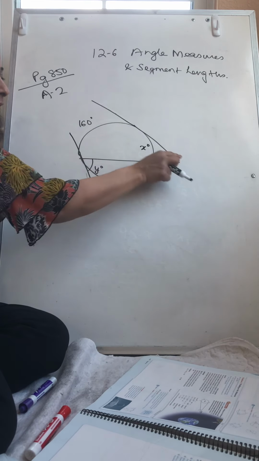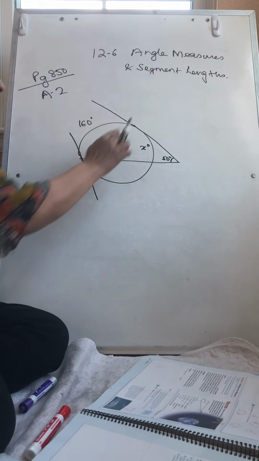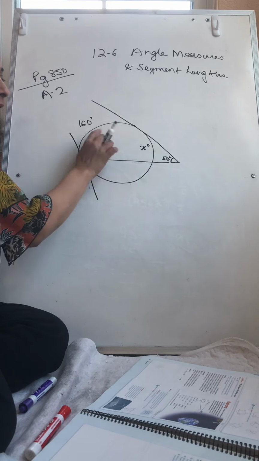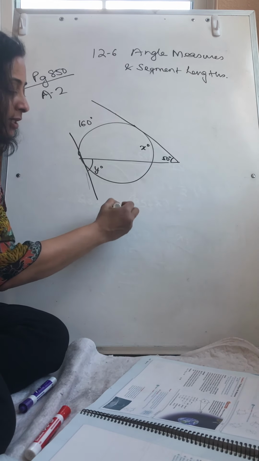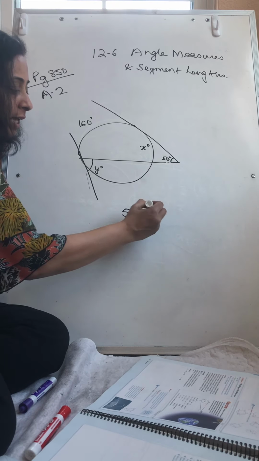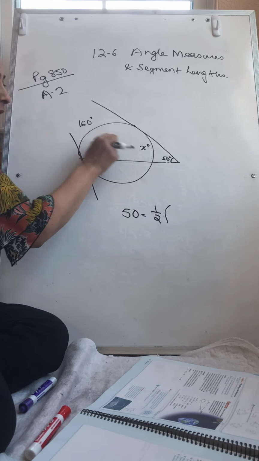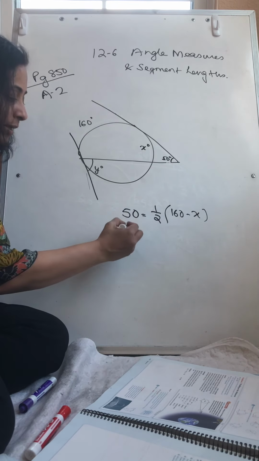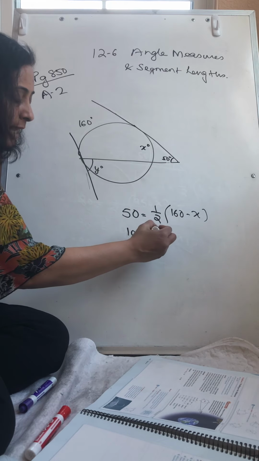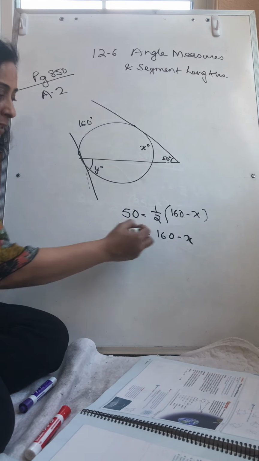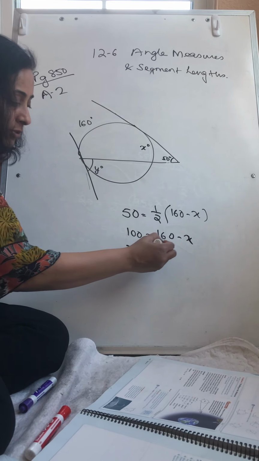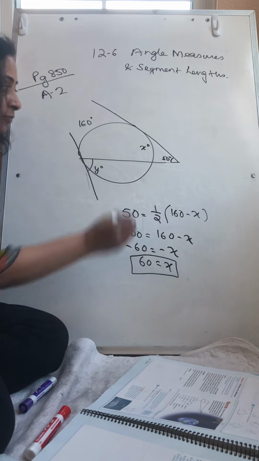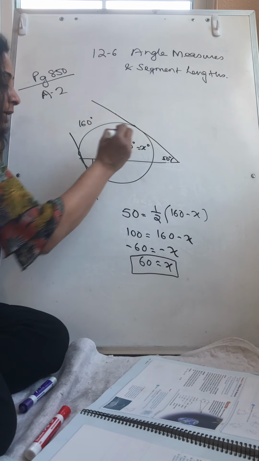These are the two lines, they are intersecting outside. I don't care whether one is a tangent, one is a secant. When it is outside, this angle will be half of the difference. So if this is 50, 50 is half of the difference, outer arc minus inner arc. So when I do that, I bring the 2 here, I multiply both sides by this, I get 160 minus x. I bring 160 here, I get negative 60 equals negative x. So I get 60 equals x. So x is equal to 60 degrees.